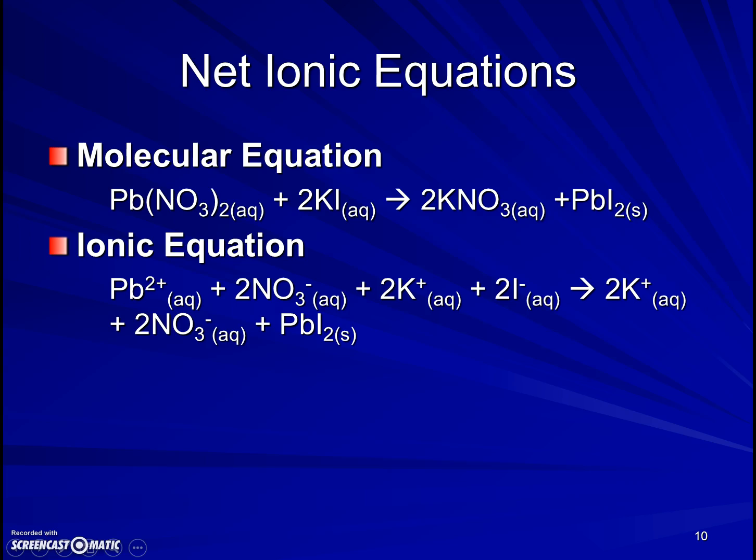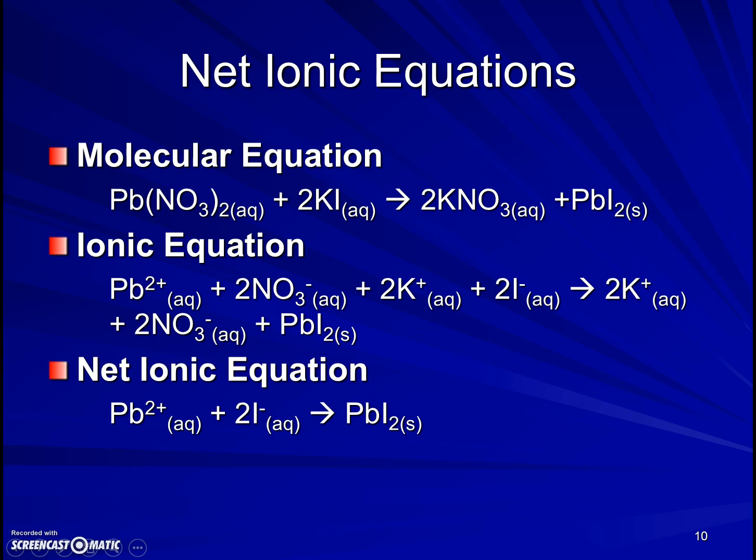So now if we want to write a net ionic equation, we'll notice the 2 nitrates didn't change. The 2 potassiums didn't change. So in the net ionic equation, we'll leave those out and just write the ions that are left. Lead reacts with iodide to make lead iodide. The potassium and the nitrate were just there to help get the active ions into solution. They stayed in solution. They didn't change form. They're not shown in the net ionic equation.